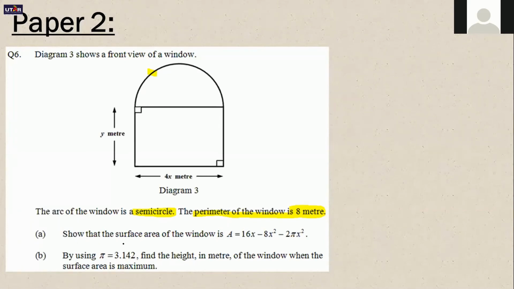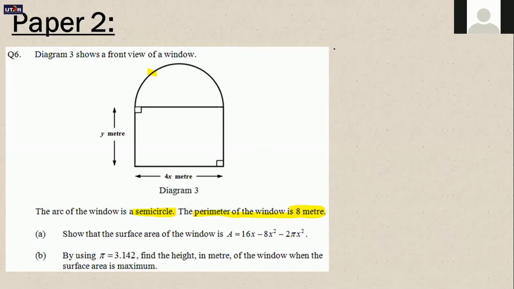Part A, show that the surface area of the window is A equals 16x minus 8x squared minus 2 pi x squared. Surface area basically means the area of this window. The window is a combination of a rectangle and a semicircle. So what is the area of the rectangle? The height is 1 meter, and the length is 4x meters. So the area of the rectangle will be 4x times 1.